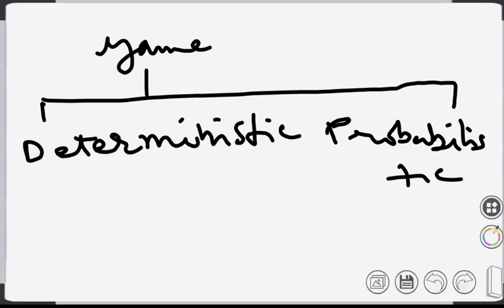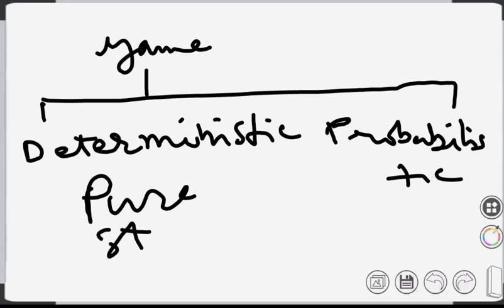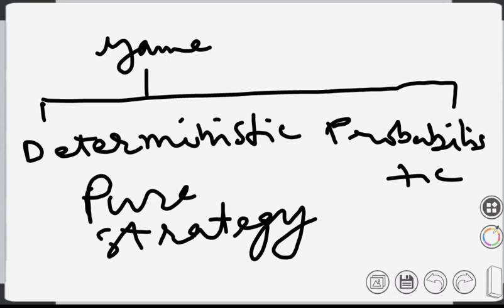A deterministic game is something where we define something called pure strategy. What is pure strategy? Pure strategy is the strategy when both the players play with the same strategy again and again. Again, I'm repeating. Pure strategy is the strategy when both the players play with the same strategy again and again. That will be termed as pure strategy.